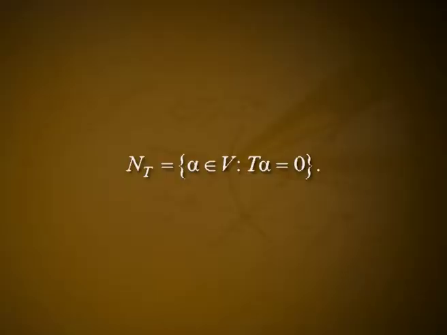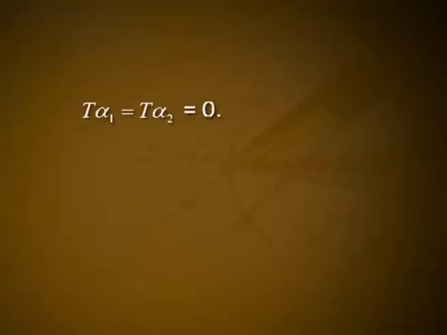Proof. Given N(T) is equal to the set of all alpha belonging to V such that T alpha is equal to 0. T of 0 equals 0, so that 0 belongs to N(T). Hence, N(T) is non-empty. If alpha 1, alpha 2 belong to N(T), then T of alpha 1 equals T of alpha 2 equals 0.